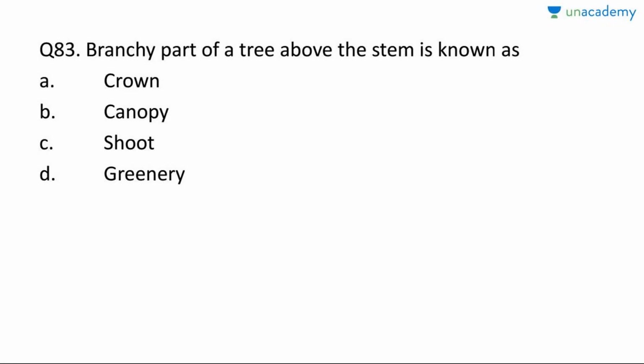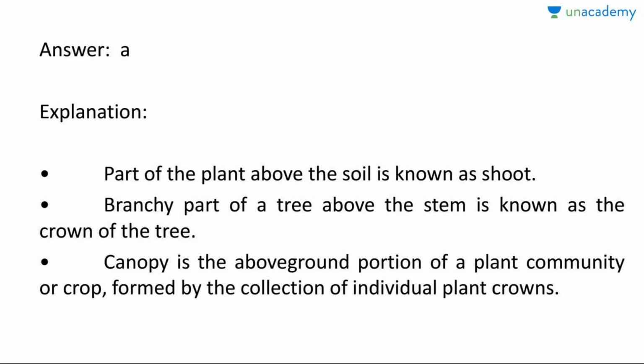Question number 83. The branchy part of a tree above the stem is known as, that is called the crown. Okay, so here the answer is A. The part of the plant above the soil is known as the shoot. The branchy part of a tree above the stem is known as the crown of the tree. While a canopy is not a single plant but is made by lots of plants together, and it is the above ground portion of a plant community or a crop which is formed by a collection of individual plant crowns.